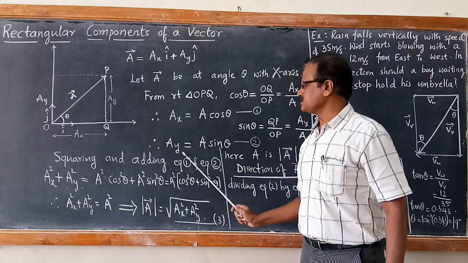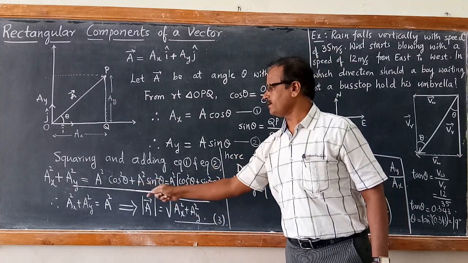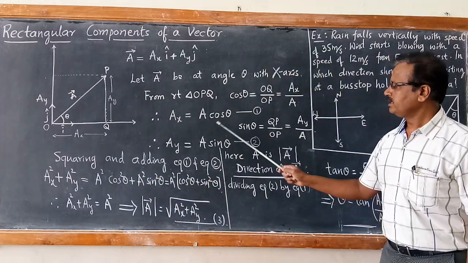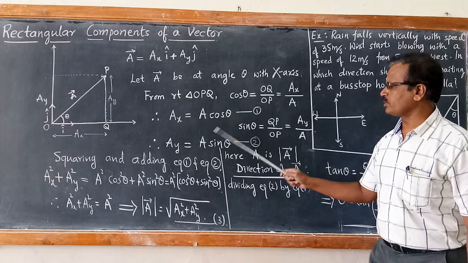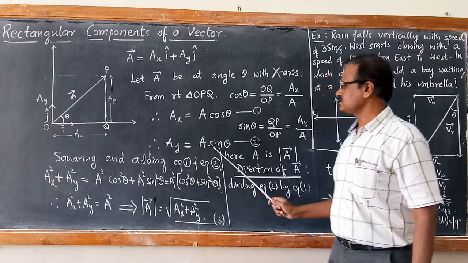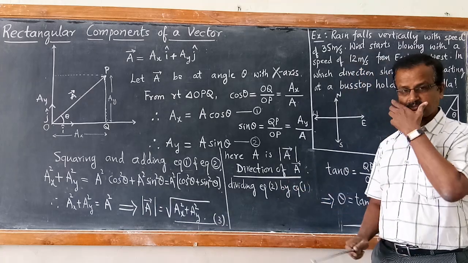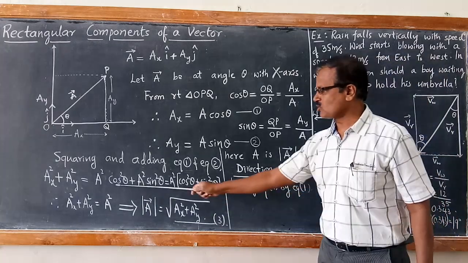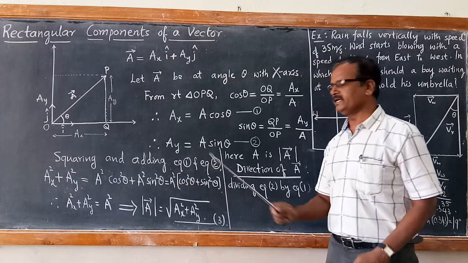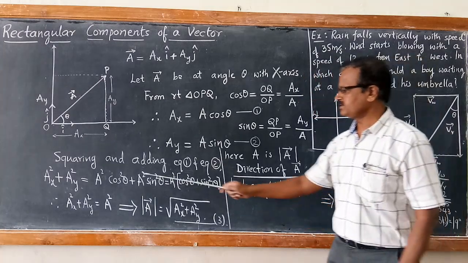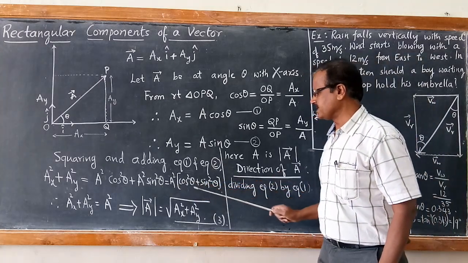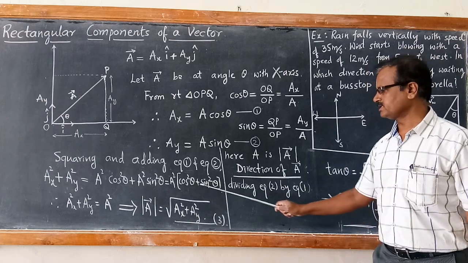AX square plus AY square is equal to A square cos square theta plus A square sin square theta. Now A square is common. Take out A square common. You are left with cos square theta plus sin square theta.